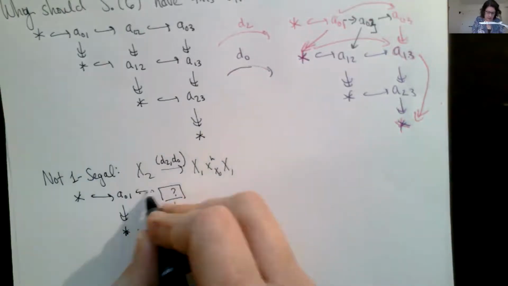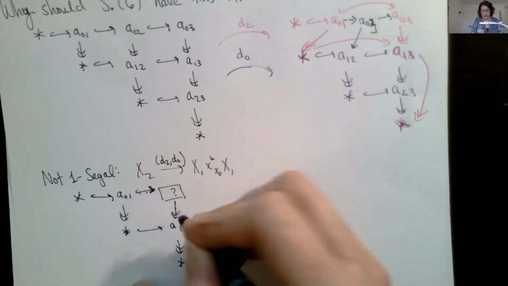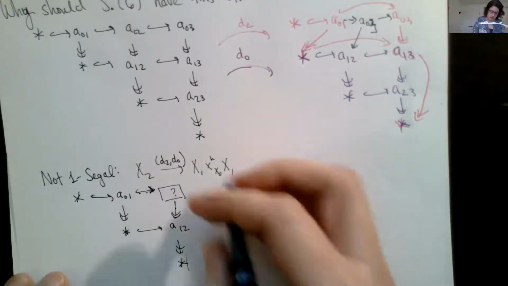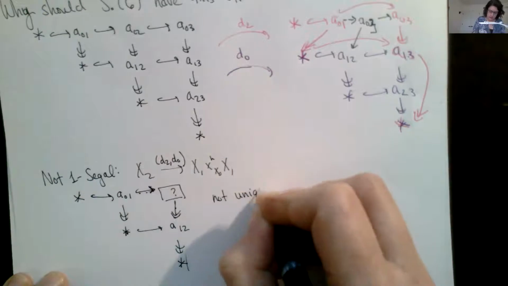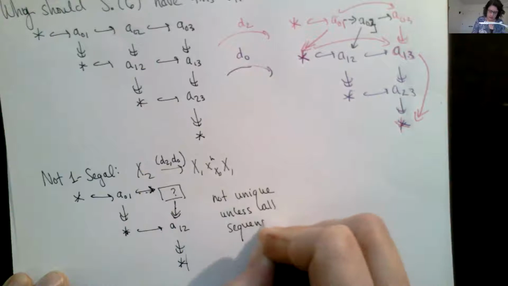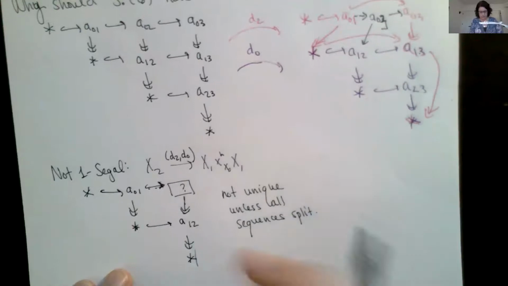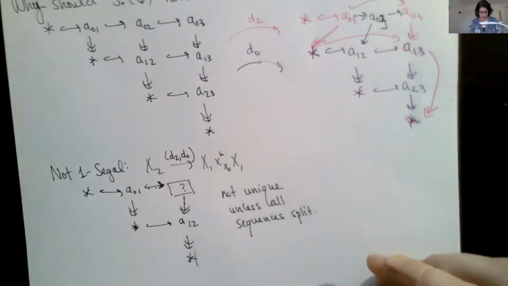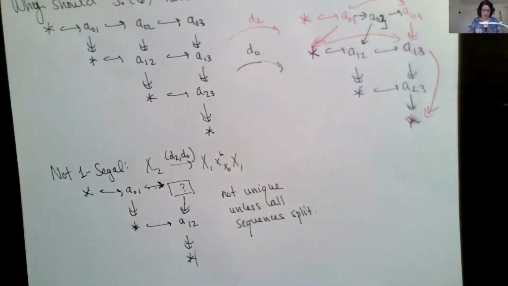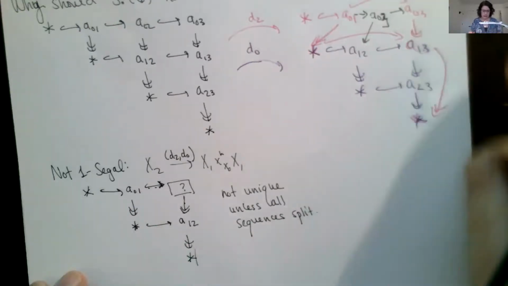You're trying to fill this in with a monomorphism and this with an epimorphism, and in general, there are several choices. It's also true that every one Segal space is two Segal, so two Segal is optimal. It's not in general one Segal, but it is two Segal. So that's the relevant structure.